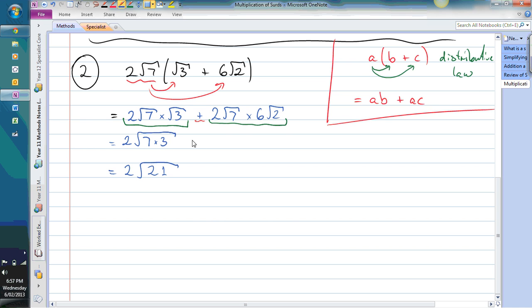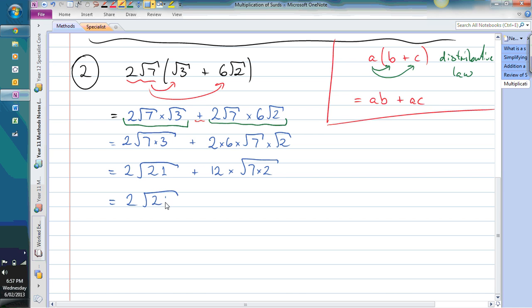The second part, this plus has to go back down here. 2 root 7 times 6 root 2. I can tidy that up a little bit. I'm going to put the numbers first. 2 times 6 times square root of 7 times square root of 2. And multiply these. 2 times 6, well, that's just 12. Root 7 times root 2, well, that's just the square root of 7 times 2.